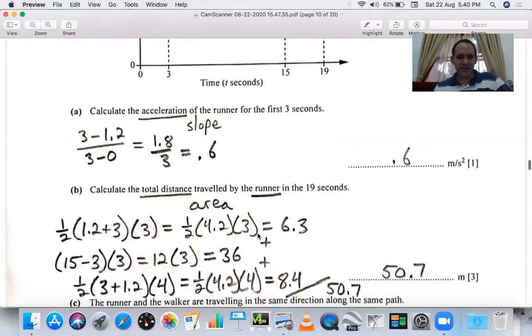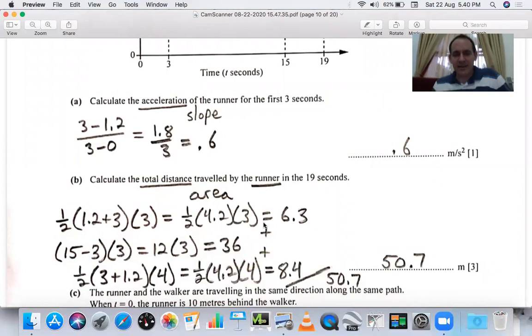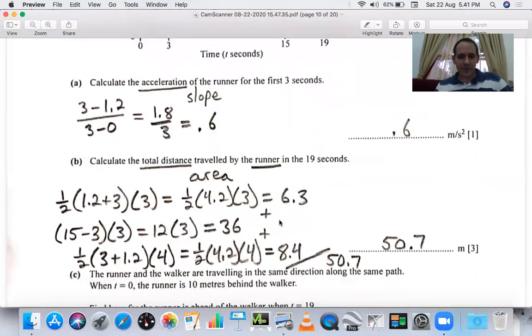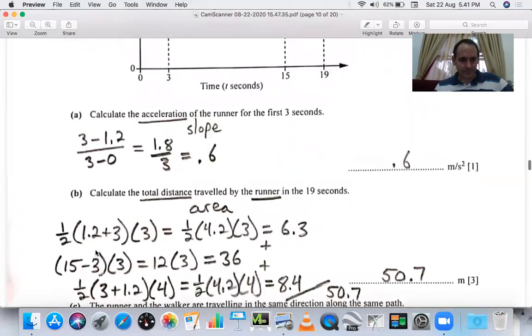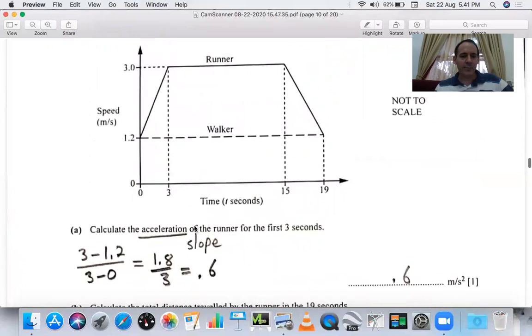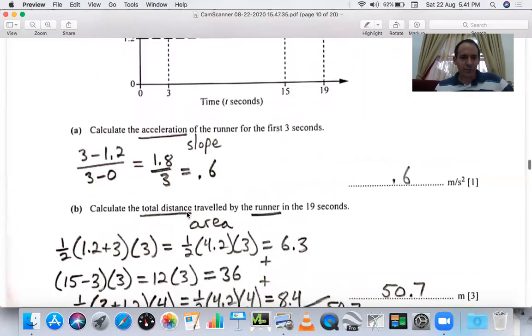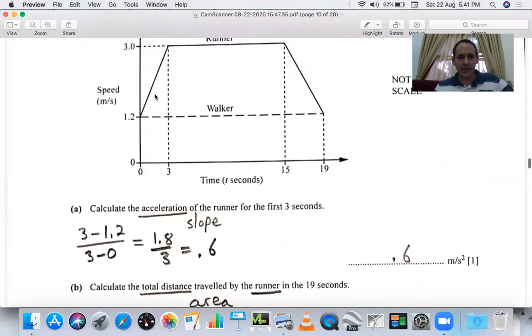Then total distance, remember distance under a speed time graph is area. The area under the speed time graph gives you distance. So this one's the area for the runner. So the area for the runner is over here. We have 1/2 of 1.2 plus 3. So the runner includes all this area, not just the area between the runner and the walker, but all the area between the runner and the x-axis.